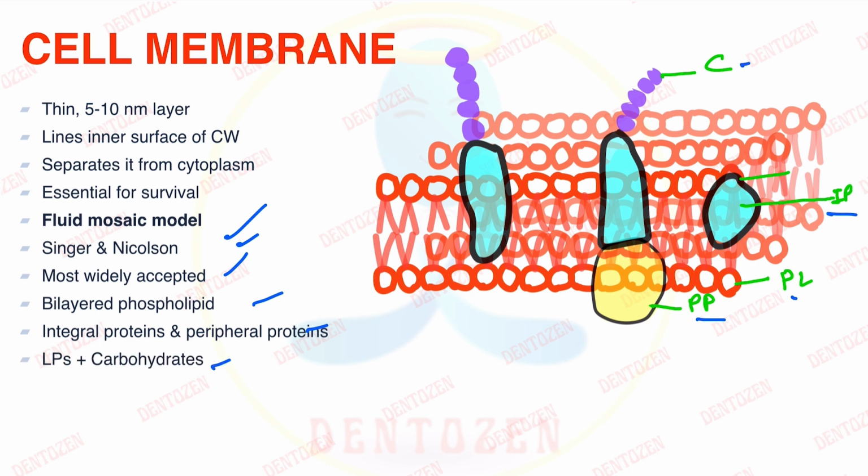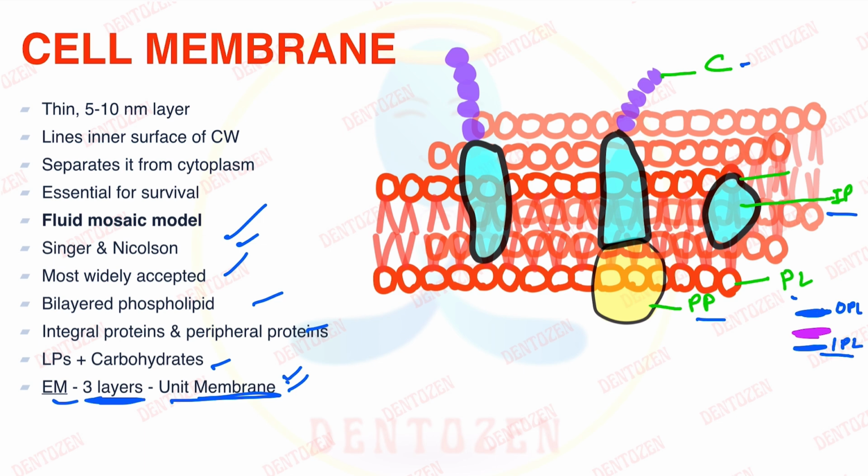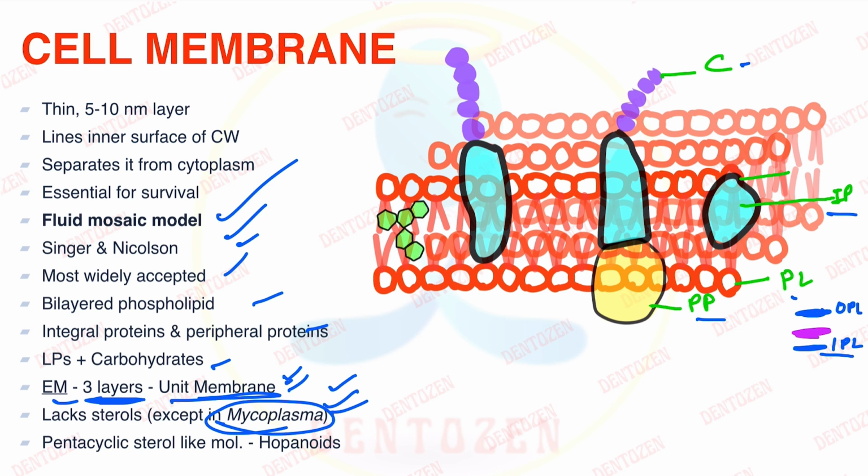Another model is called the unit membrane model, that is, under the electron microscope we can actually see 3 layers. Which 3 layers? Phospholipids are sandwiched between the outer protein layer and the inner protein layer. That is the unit membrane model, but the most accepted is the fluid mosaic model, a mosaic of so many components. It lacks sterol, but the exception is mycoplasma, where sterols are present in the plasma membrane. Sterol-like molecules, that is hopanoids, are present in the plasma membrane.